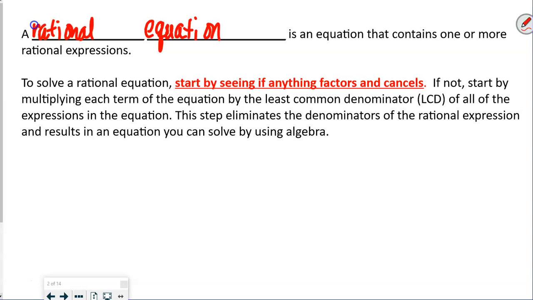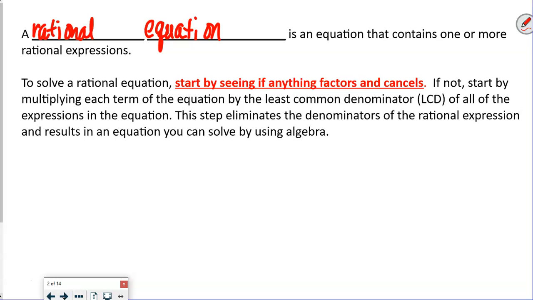So when we're solving a rational equation, we're going to start by seeing if anything factors and cancels. If not, then we're going to start by multiplying each term of the equation by the least common denominator of all of the expressions in the equation. This step eliminates the denominators of the rational expression and results in an equation you can solve by using algebra.